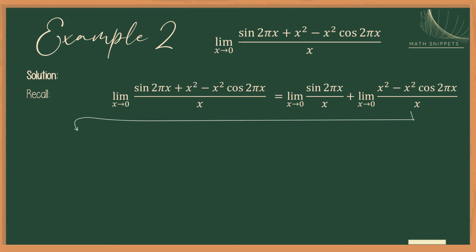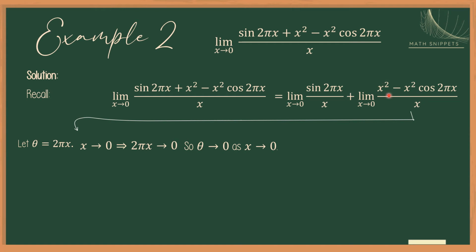Now let's work on the second addend. But first, observe that we have a cosine function and the argument is 2 pi x. So basically, just like the previous slide, we let theta be 2 pi x, and we know that as x approaches 0, 2 pi x approaches 0. Hence, theta approaches 0 as x approaches 0, since theta is 2 pi x.